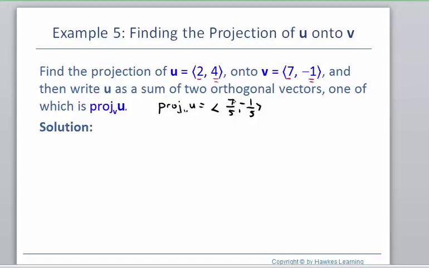Okay. All right, so let's look at the next thing that we're asked to do. So we found the projection vector. The next thing is that we want to write u as the sum of two orthogonal vectors, one of which is the projection vector. So in other words, we want to take u and we want to write it as two vectors that are added together. One of these vectors is the projection vector that we just found, and the other vector, remember, is going to be the perpendicular one.